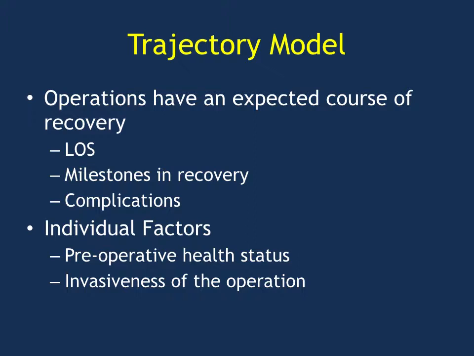Basically, this model states that operations all have an expected course of recovery. Every operation has a typical or average length of stay, milestones in recovery, as well as complications that are common and most feared. So for example, for a laparoscopic colectomy, you usually expect 5 days in the hospital. The main things that patients need to do before they can leave, or the progression of patients, is to be able to eat, have bowel function, have good pain control, and ambulate. And the complications that we're usually concerned about are anastomotic leaks being the most feared complication, and wound infection being the most common complication.